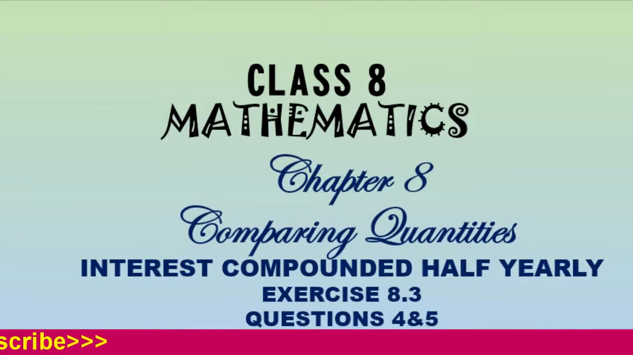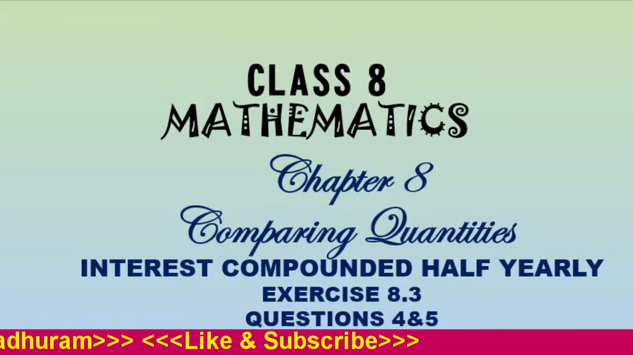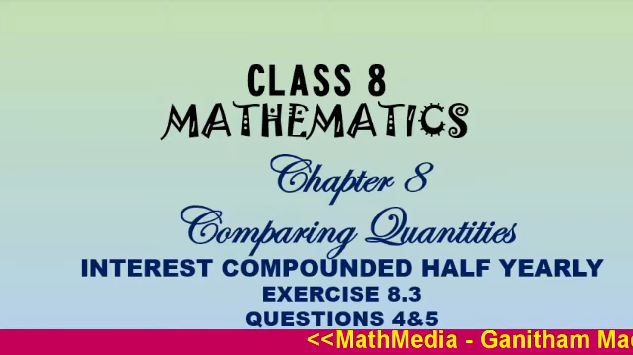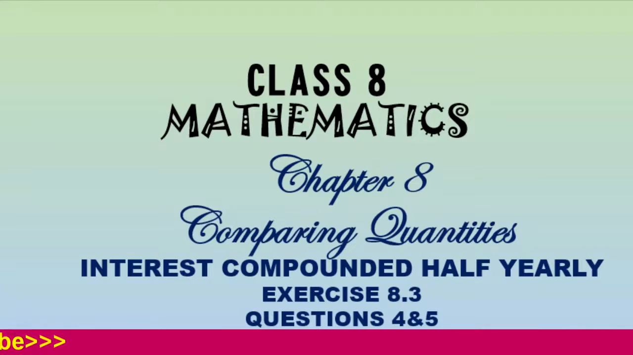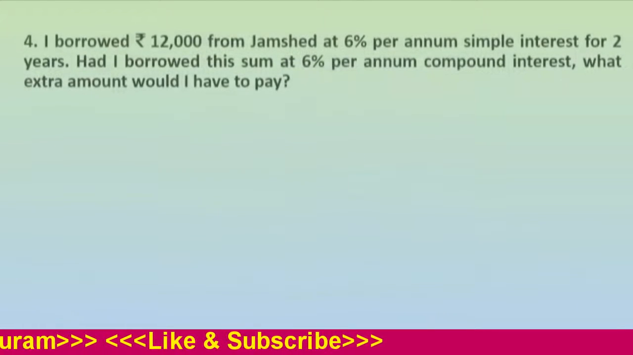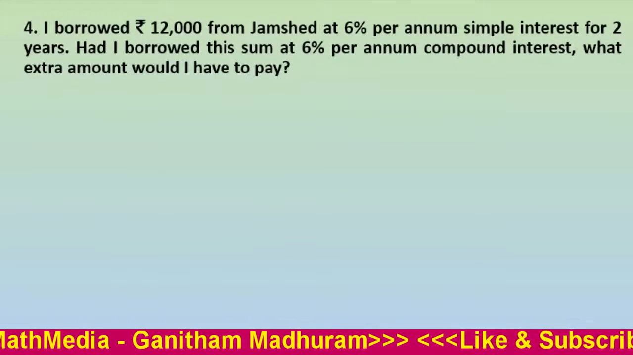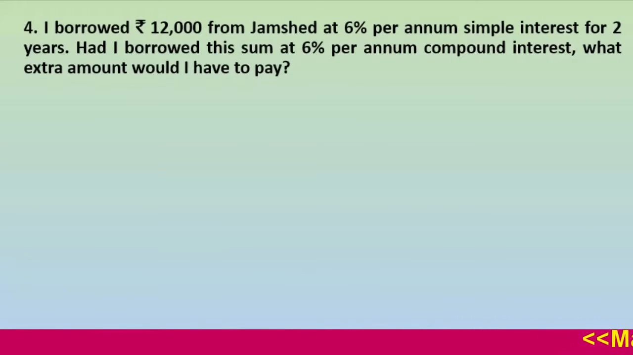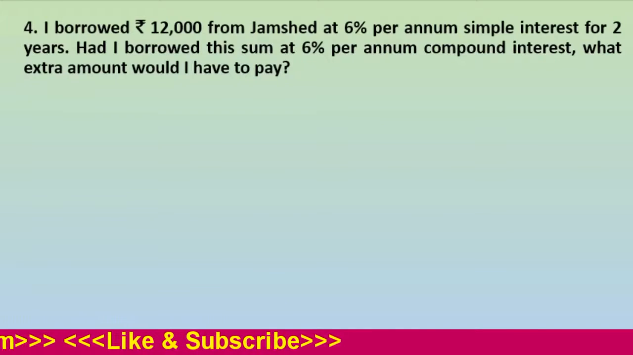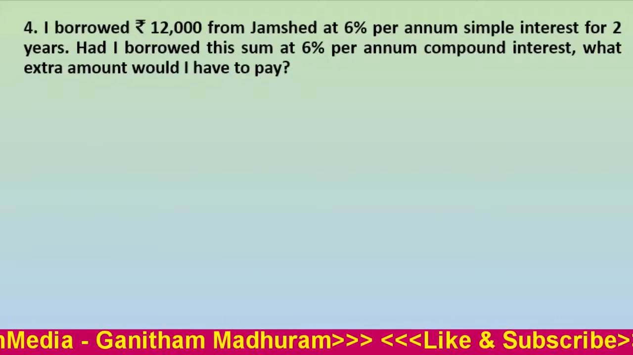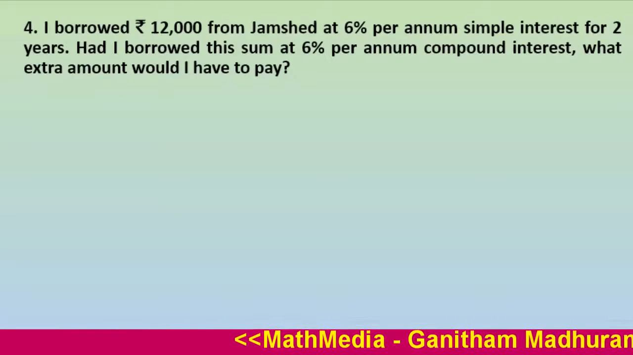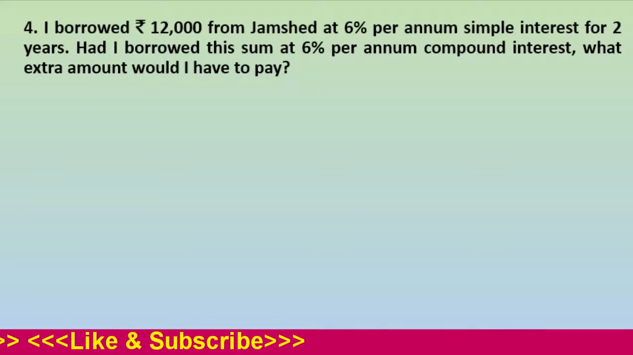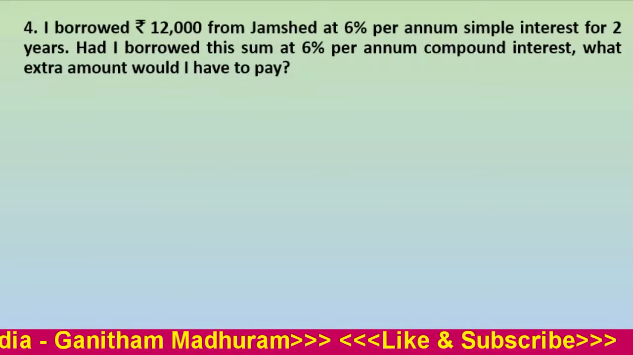Today I am going to discuss questions 4 and 5 of exercise 8.3, chapter 8, comparing quantities. Let's move to our first question. I borrowed rupees 12,000 from Jamshed at 6% per annum simple interest for 2 years. Had I borrowed this sum at 6% per annum compound interest, what extra amount would I have to pay?